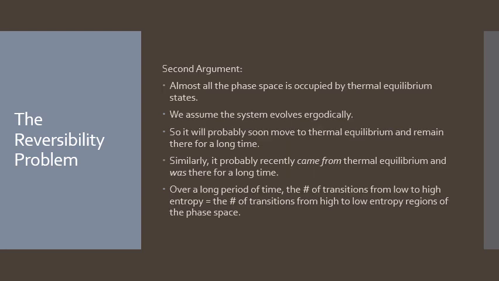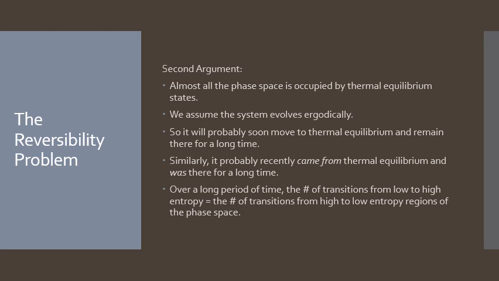Here's a second argument for the same conclusion, the two-way entropy law. Almost all of the phase space is occupied by thermal equilibrium states. And that's just, again, the point that we made in the previous lecture in trying to explain why you should expect entropy to increase in the future. And also in the previous lecture, we assumed that your physical system evolves on an ergodic trajectory. And so, as we said before, it will probably soon move to thermal equilibrium and remain there for a long time simply because almost all of the phase space is thermal equilibrium.